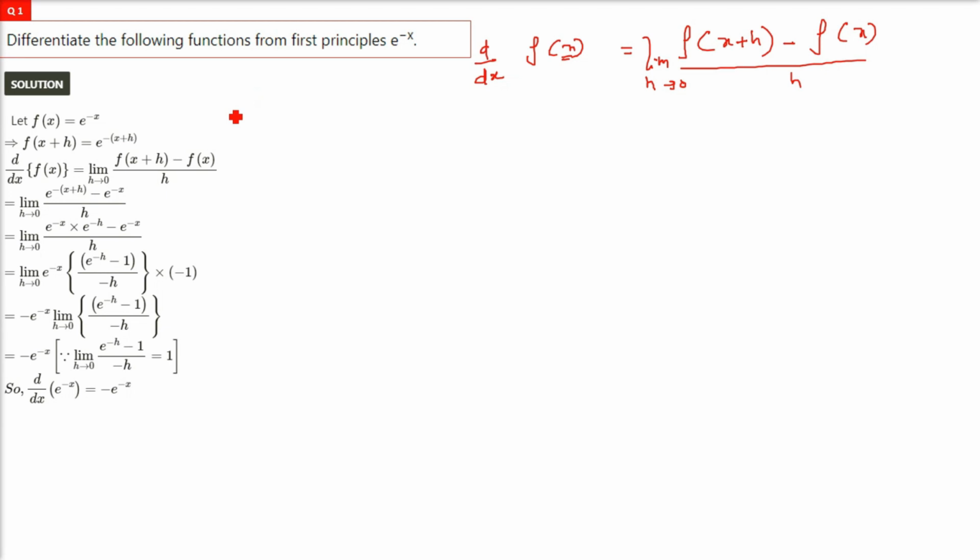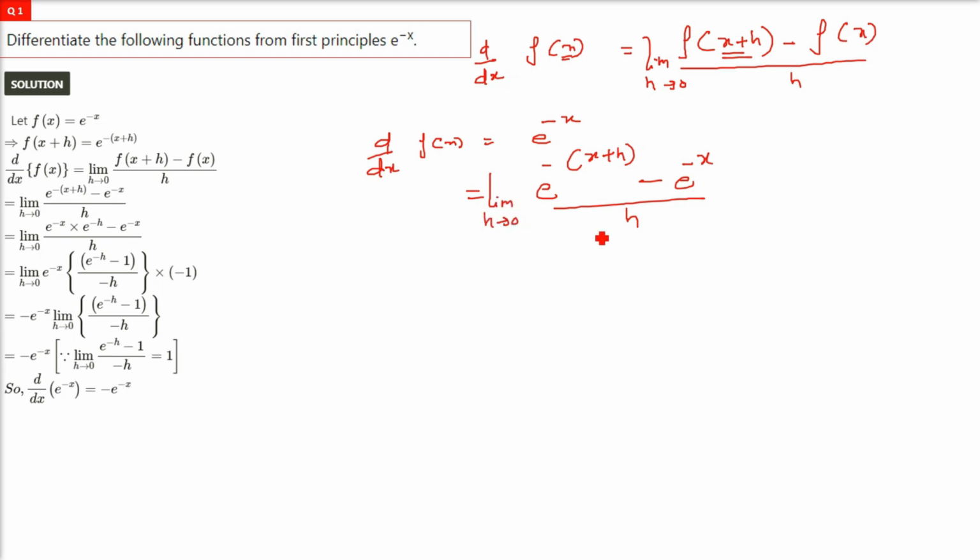So in this question, we have e raised to the power minus x. What is f(x plus h) first? Because f(x) is given as e raised to the power minus x, just replace x by x plus h. In order to find d by dx, use this relationship, which has come from a previous discussion of differentiability. f(x plus h) minus f(x), where f(x) is e raised to the power minus x, and then we divide by h and take the limit h tends to 0.